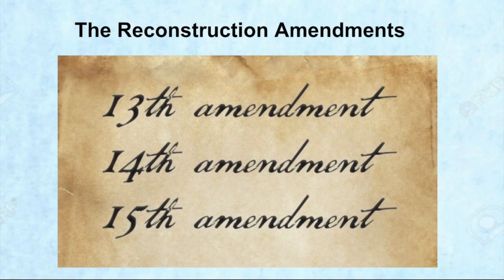The 15th Amendment guaranteed that the right to vote could not be denied based on race, color, or previous condition of servitude or slavery. The 15th Amendment did, however, divide the women's suffrage movement into two camps. One camp favored its ratification. The other thought that women should be included in it as well.